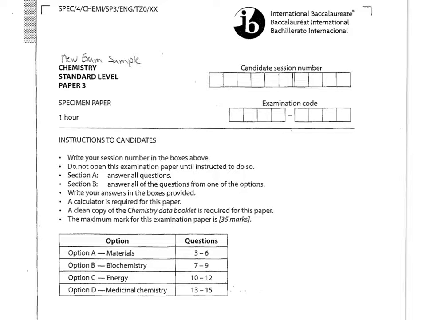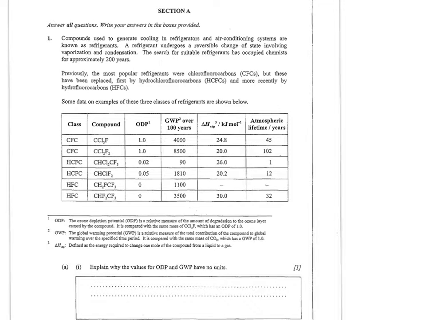A calculator is allowed, as well as the data booklet. The maximum marks are 35, 15 for part A and 20 for part B, and you have an hour to complete it. So question number 1, section A has two questions. You have to answer both questions and write your answers within the boxes provided, just like paper 2 of the other exam.